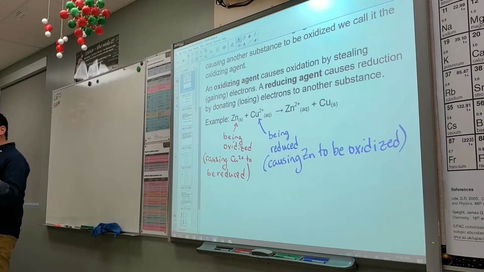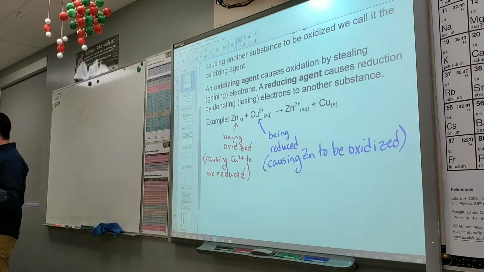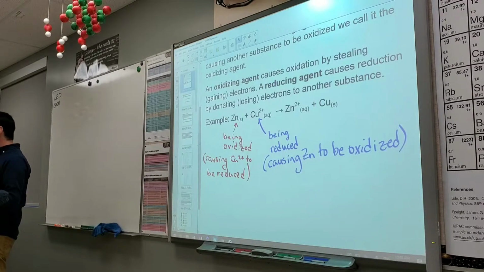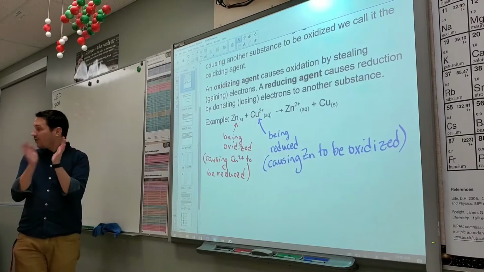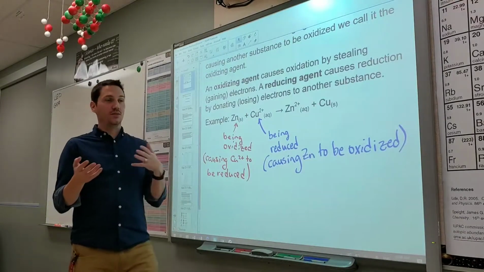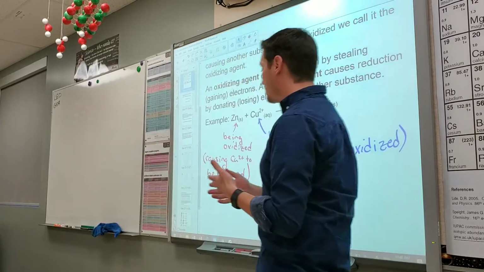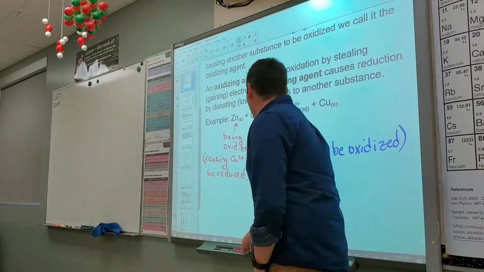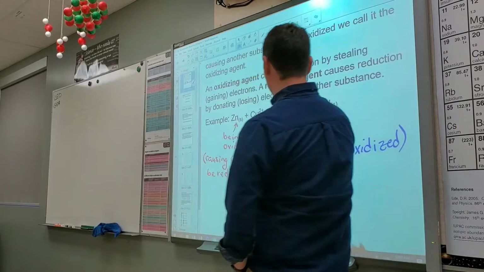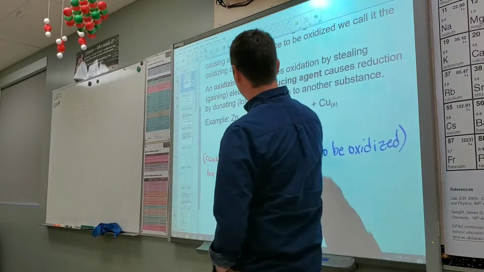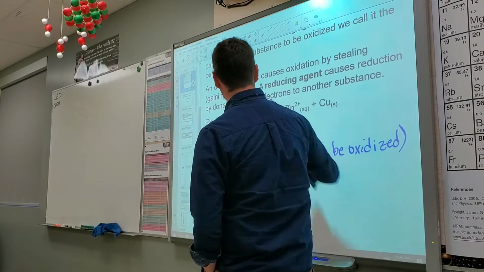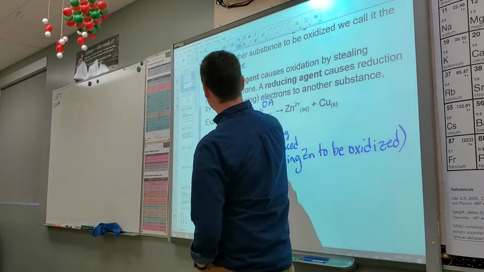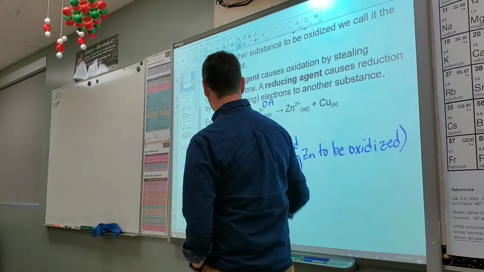Is that crystal clear to everybody? My intuition tells me that that's not crystal clear. This is a really screwed up concept. They're totally opposite, but it's really easy to misrepresent which thing is the opposite of which. So we say that copper, because it's causing zinc to be oxidized, is the oxidizing agent, and we say zinc is the reducing agent.